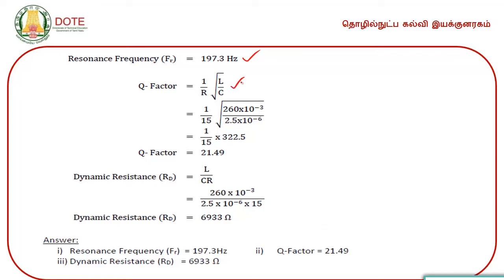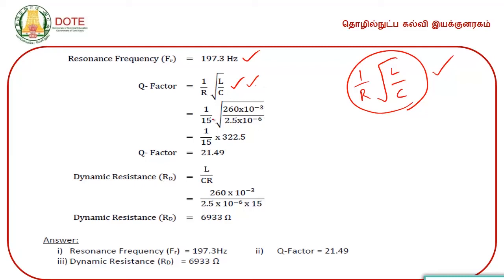Then the next step is you need to find out the quality factor. The quality factor expression is the same as that of the series resonance circuit, 1 by R into square root of L by C. The main difference is that, though this expression remains the same, it magnifies the current here, whereas in a series circuit it magnifies the voltage.